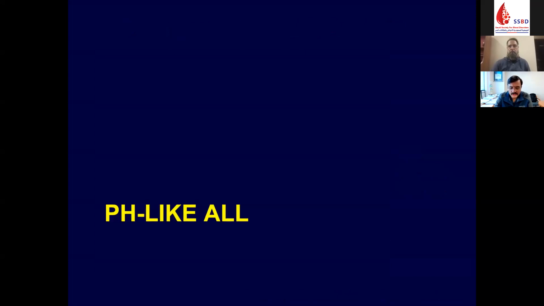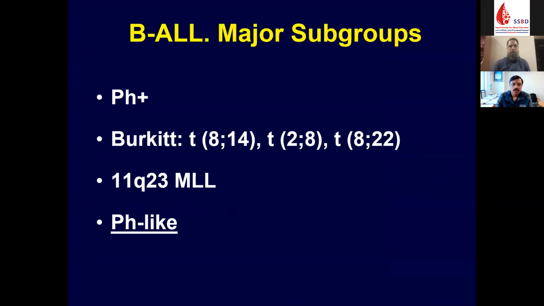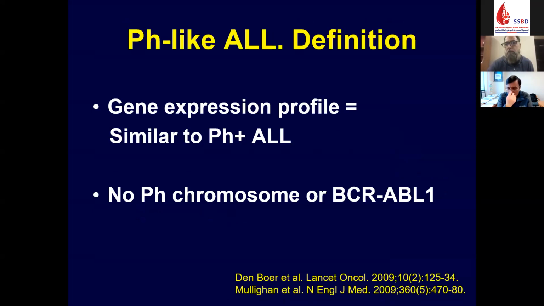So what is pH-like ALL? Before we go into that, you're aware of the major subgroups of ALL. These are very big picture subgroups: pH positive, Burkitt's, MLL, and then we have this somewhat new entity of pH-like ALL. So what is pH-like ALL? This concept arose back in 2009.